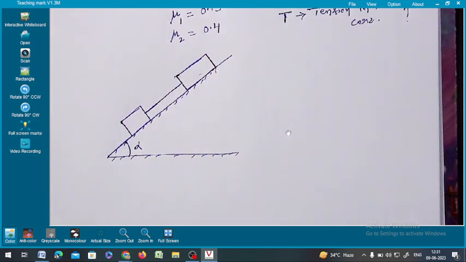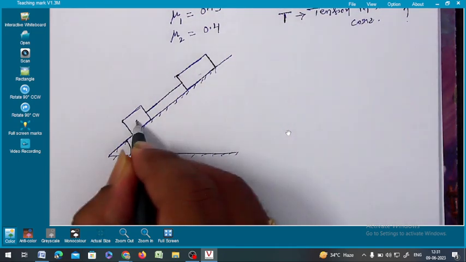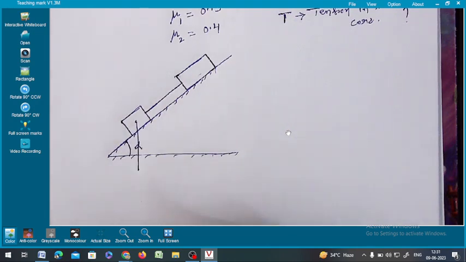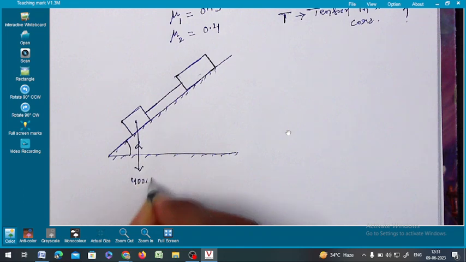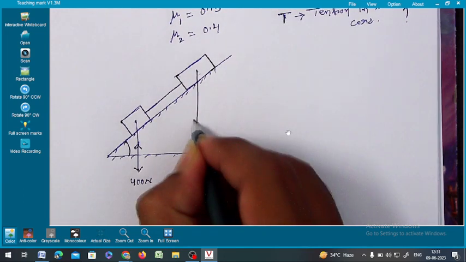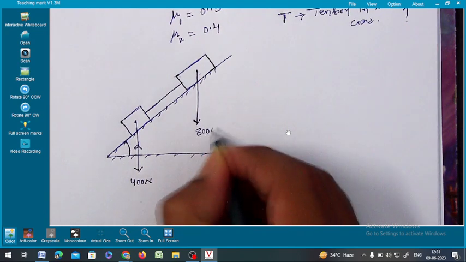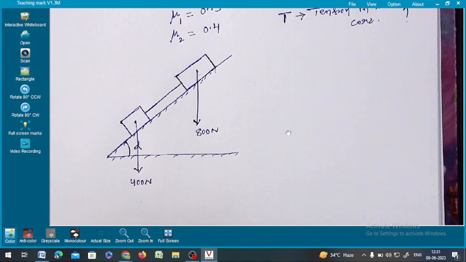Is this clear to you? Yes, sir. Now, what is the weight of the body? Vertically downward. So this is 400 newton, and the weight of this body is also in the vertical downward direction. This is how much? 800 newton.